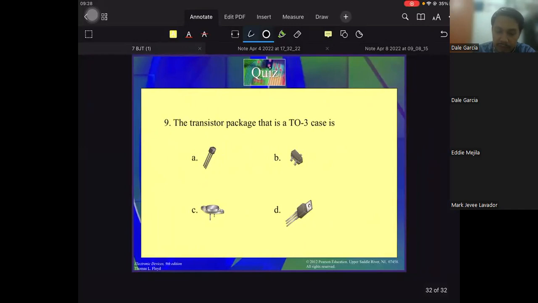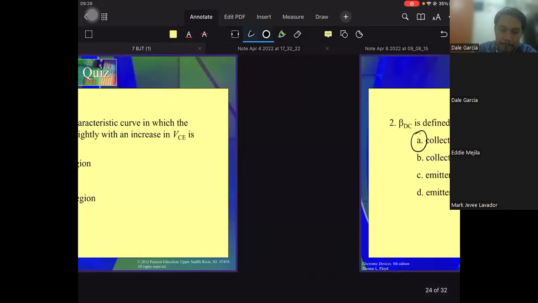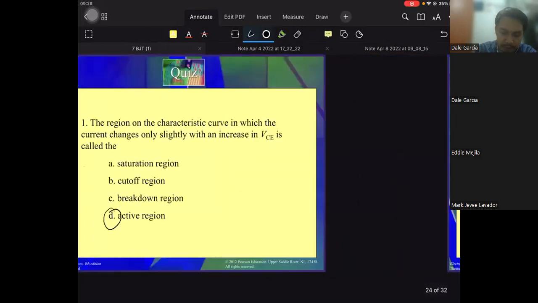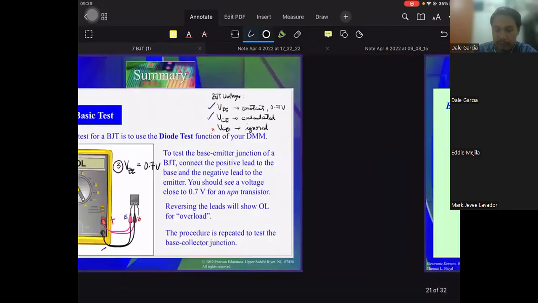Transistor package, such as the TO3 case. This is technical, so just refer to the very last slide. This one. See, it's here. TO3. Trivial. It's easy to refer to.